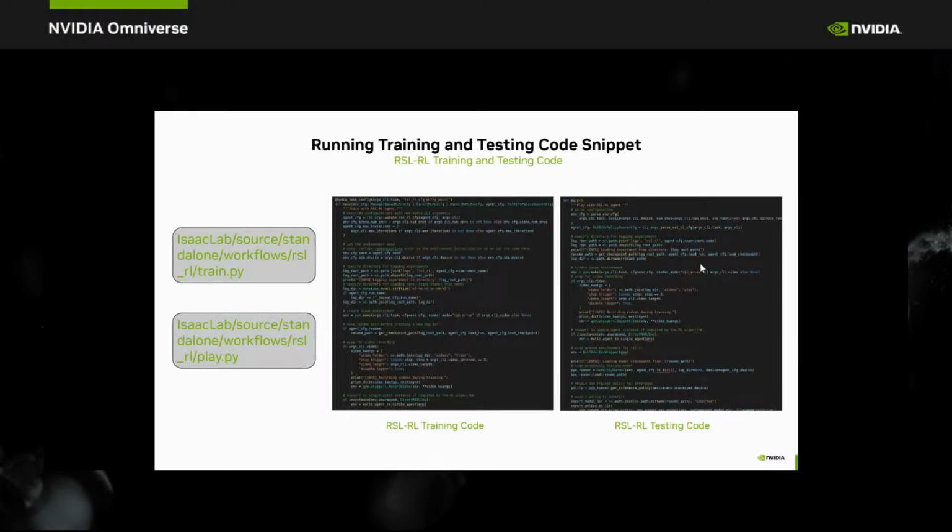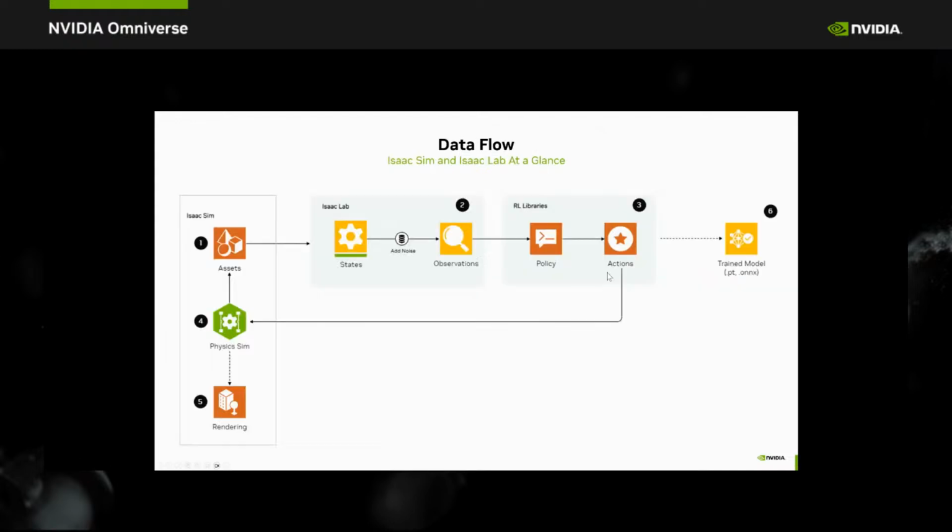So this is what it looks like for training, for a single GPU, and this is what it looks like for testing. It is not necessary for you to look into the code. This is just for you to see the directory. For our example, we are using RSL-RL to train. We also have different train and test scripts for other robot training libraries, but for the purpose of this example we are looking at RSL-RL.